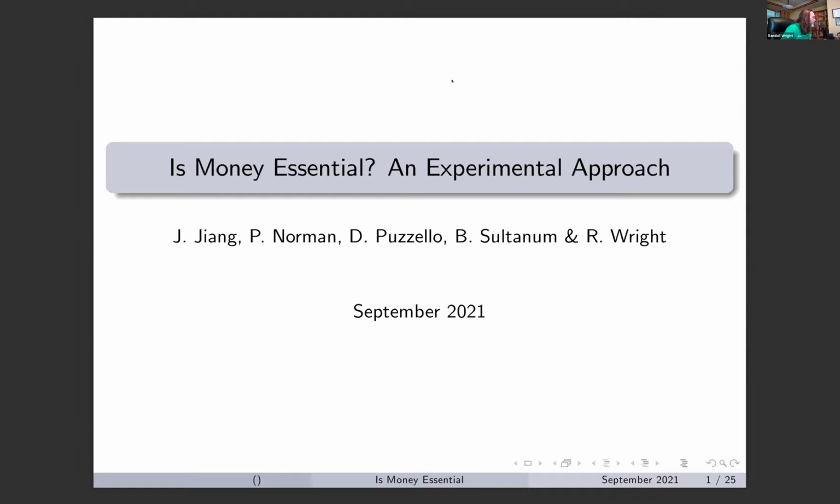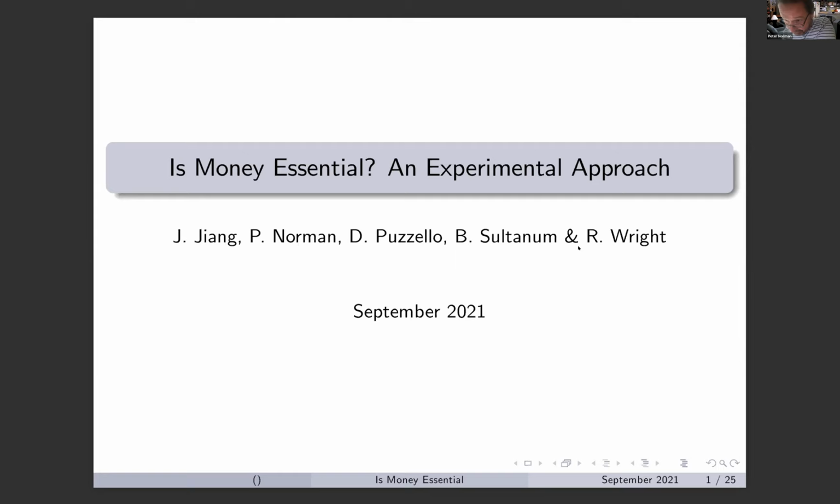So is anyone else going to discuss the previous paper, or should I go? Okay, thanks a lot for having me. This is joint work with Janet, Daniela, Bruno, and Randy, and they're all here in the audience, either as panelists or, so if you have questions having to do with the experiments, you may want to use the chat and ask people who know a little bit more than me.